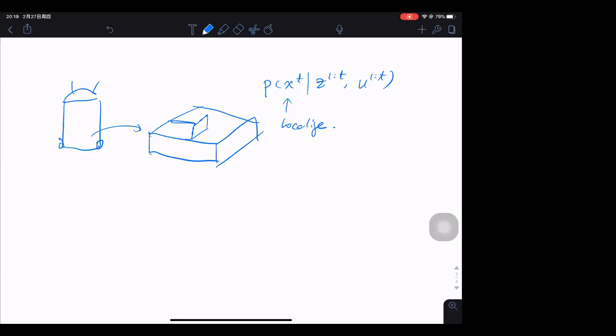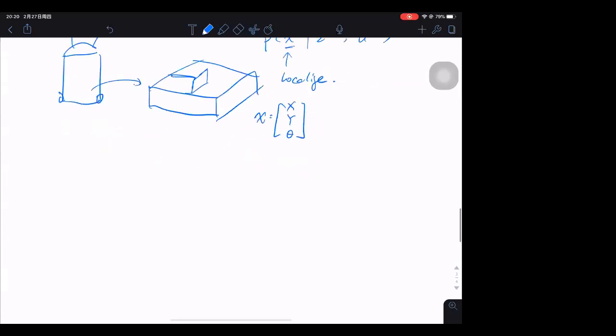Then what is this x? You see, this x is a lowercase value, so it must be a value of a random variable, which is a state. State is a random variable for the analysis. So what is x? x can be x, y, and theta, if the two-dimensional robot is moving in this environment.